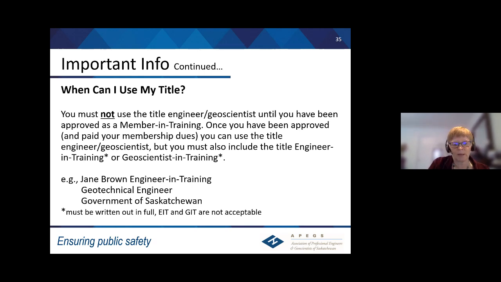So this would be the proper way of using the title once you become a member in training. You would write your name and then your title, engineer in training, and then whatever type of engineer you are and whoever you're working for. And remember that engineer in training and geoscientist in training must be written out in full. EIT and GIT are not recognized titles.